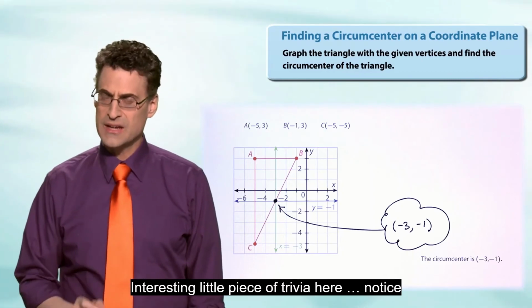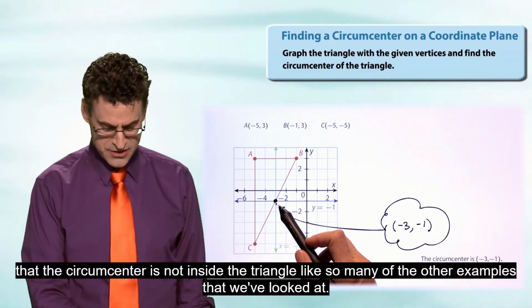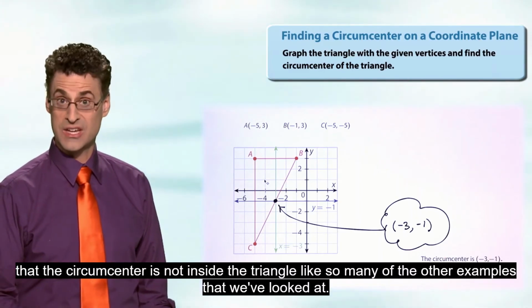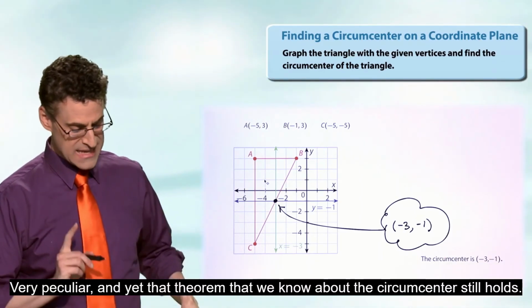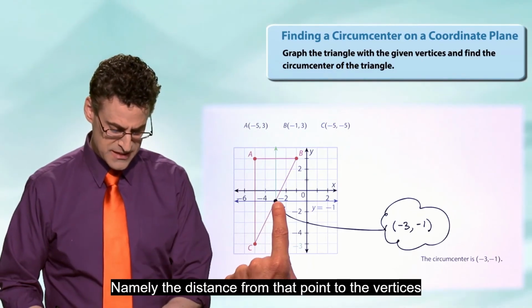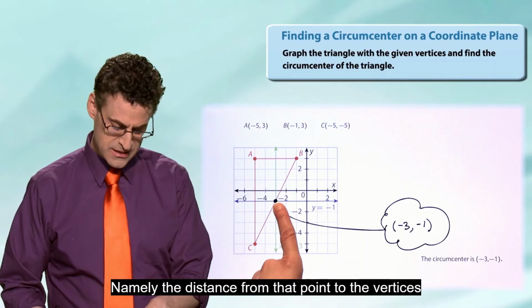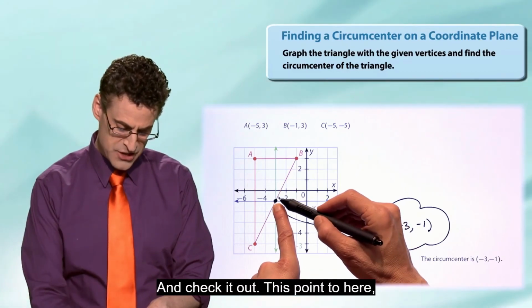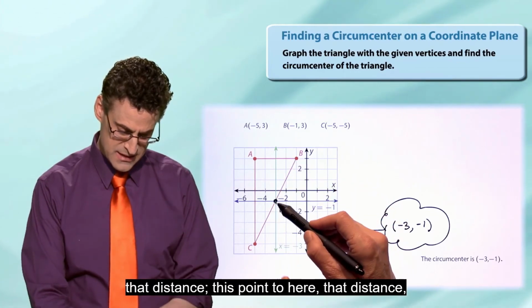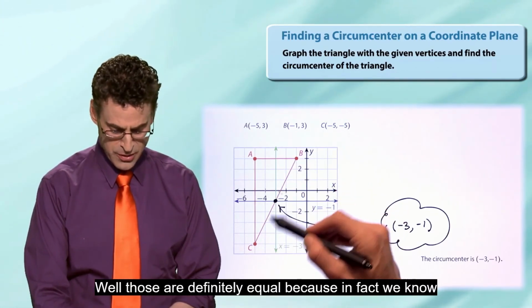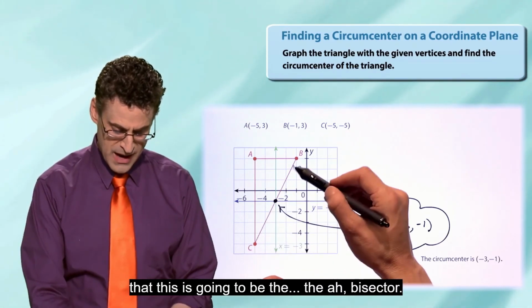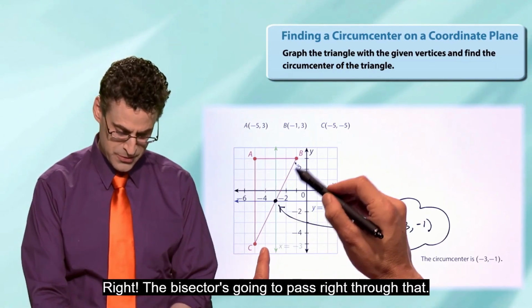Interesting little piece of trivia here. Notice that the circumcenter is not inside the triangle like so many of the other examples that we looked at. Very peculiar, and yet that theorem that we know about the circumcenter still holds. Namely, the distance from that point to the vertices will always be equal. And check it out. This point to here, that distance, this point to here, that distance, well, those are definitely equal because we know that this is going to be the bisector, right? The bisector is going to pass right through that.